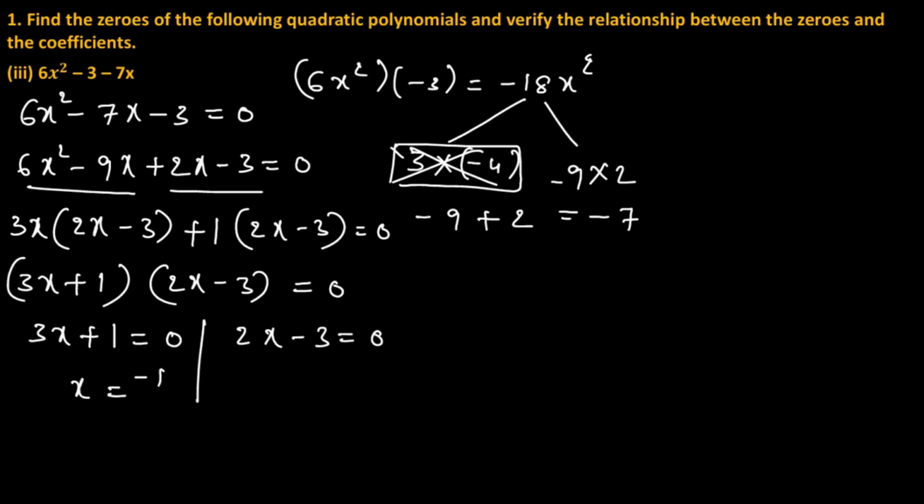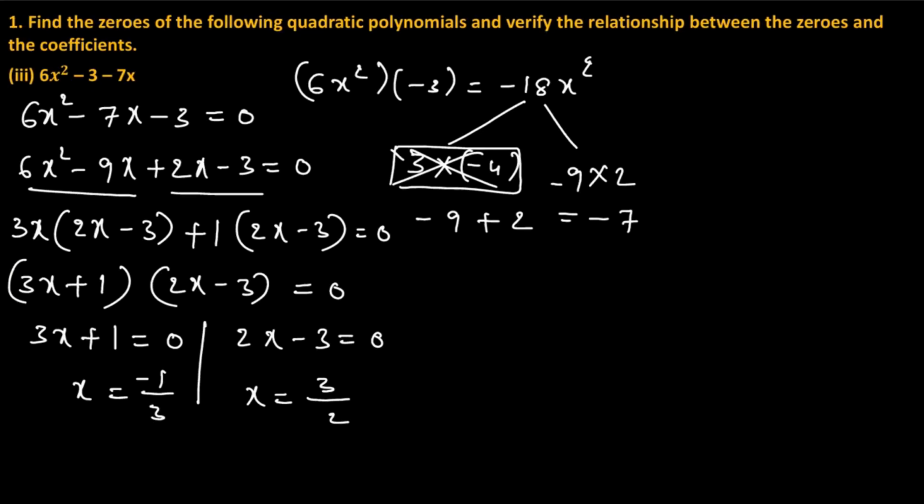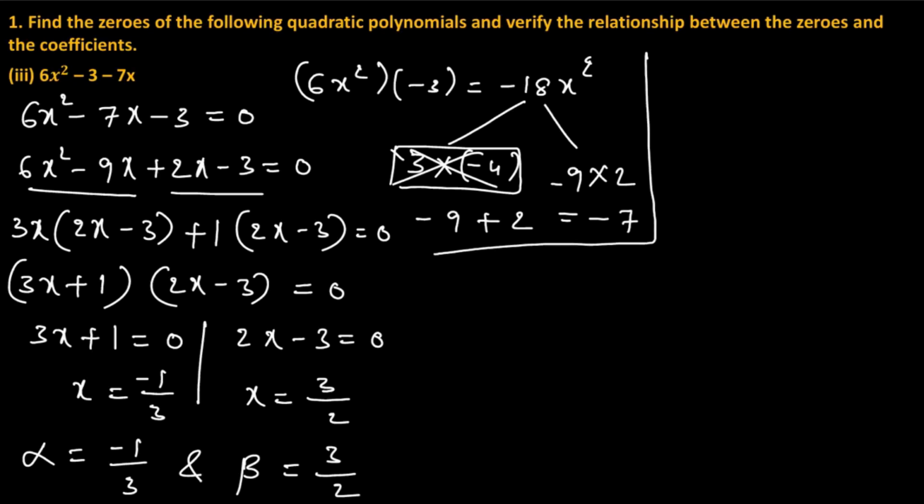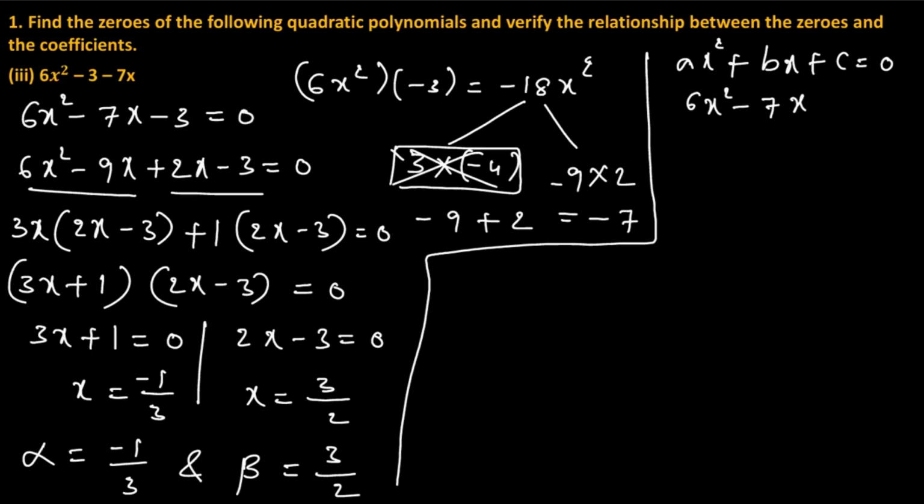Here x will be minus 1 by 3. Here x will be 3 by 2. Let us take these as our alpha and beta. Alpha is equal to minus 1 by 3 and beta is equal to 3 by 2. Let us check the relation. Compare it with ax square plus bx plus c is equal to 0. The equation is 6x square minus 7x minus 3 is equal to 0.